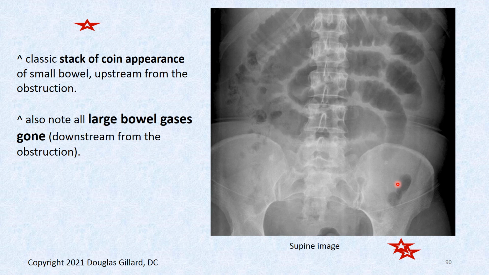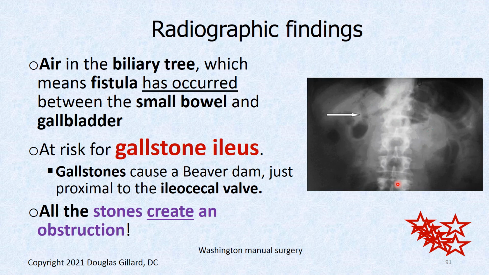So yeah, classic. We looked at this gallstone ileus just to show you another case where we have gas inside the gallbladder, which you should never have. That means that a fistula has occurred between the gallbladder and the small bowel, and this patient ended up having gallstone ileus.